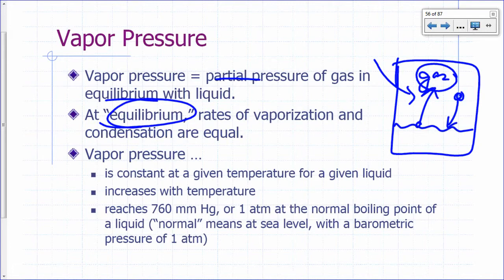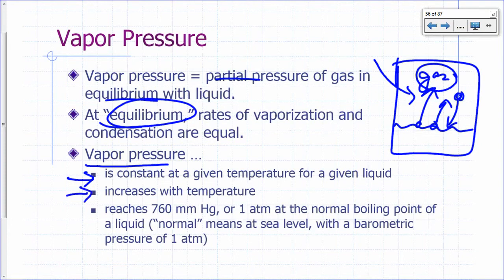Equilibrium means the rate of vaporization will be equal to the rate of condensation. The pressure of the gas that you have there is called the vapor pressure of your liquid. So that vapor pressure is constant at a given temperature. If you raise the temperature, the molecules will have a greater tendency to escape the liquid, so the vapor pressure will increase. That makes sense, right? You give them more energy, they're better able to go into the gas phase.